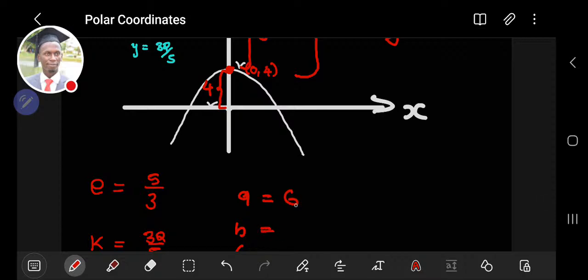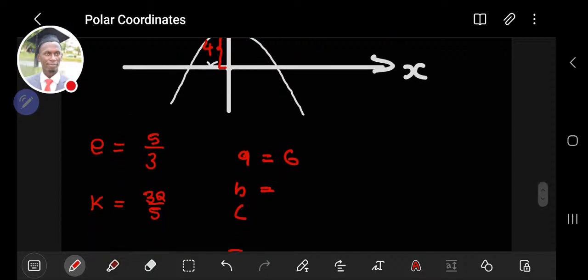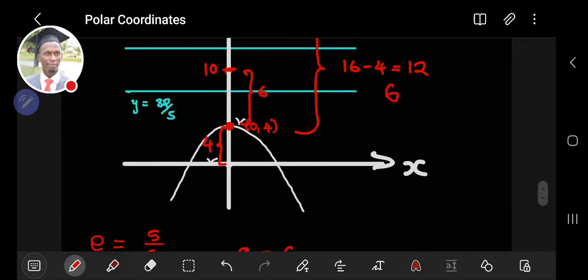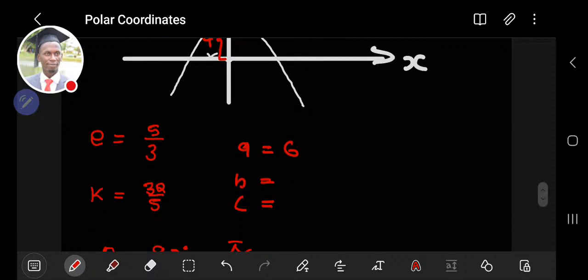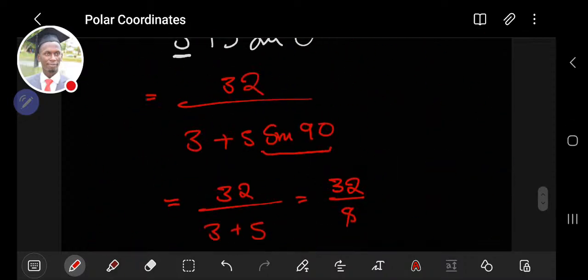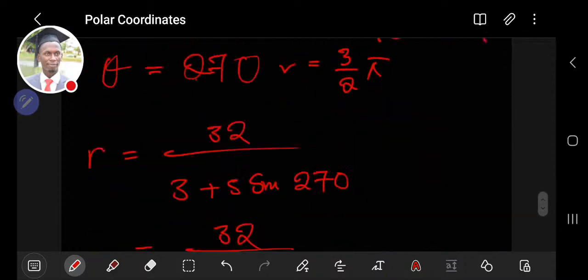How about our B? Here B will not be necessary. All we need is A and C. C is the distance from the center of this conic section to the foci. In this case, that was a whole 10. So from this point to that point, that's a 10. So we have our A, we have our C, and we can easily calculate what our B is. So A is 6, C is 10.